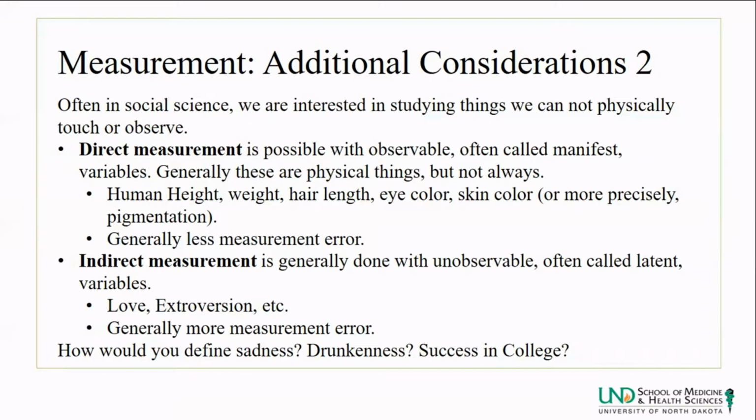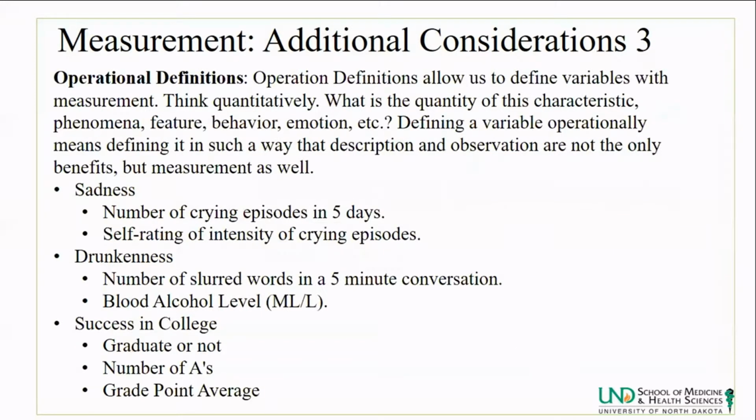So I have here as an example, I just gave you one of them, obviously, but how do you define sadness, drunkenness, success in college? Are those things easy to measure directly, or can we only measure them indirectly? That brings us to operational definitions. Operational definitions are important because they represent a way of defining something so that it's measured. Okay, you're defining something as it is measured. In other words, you're defining something how it is measured. That's how you're defining it.